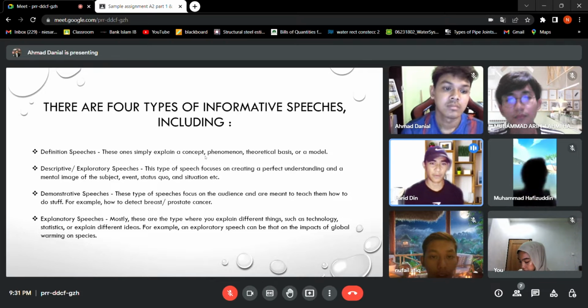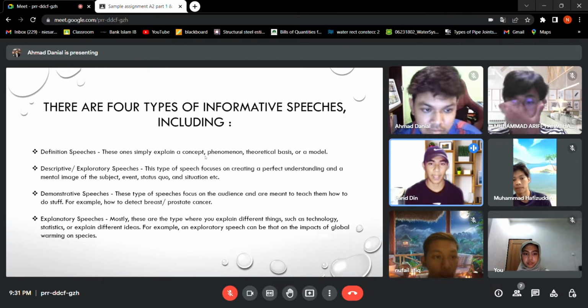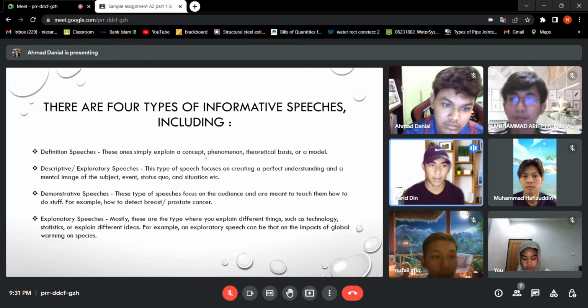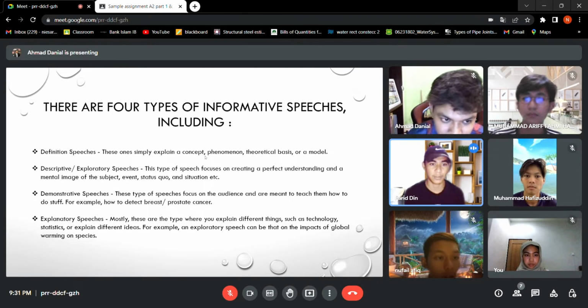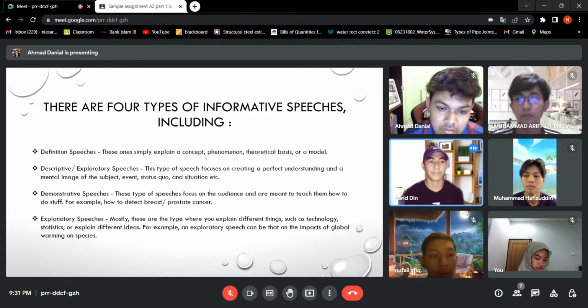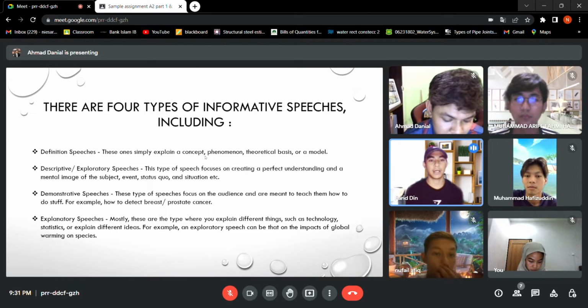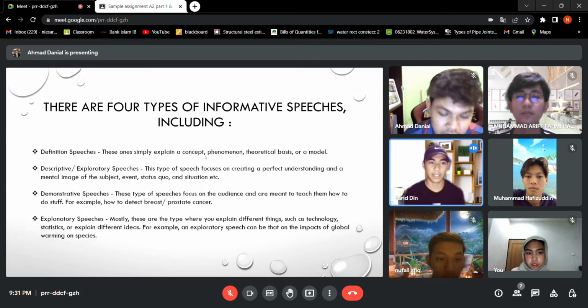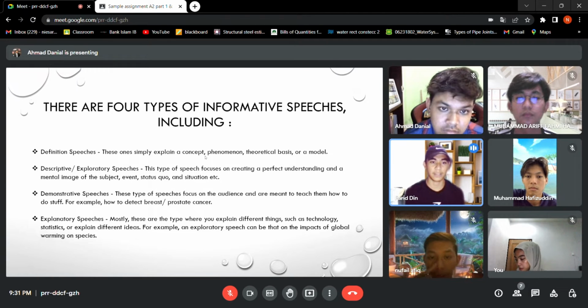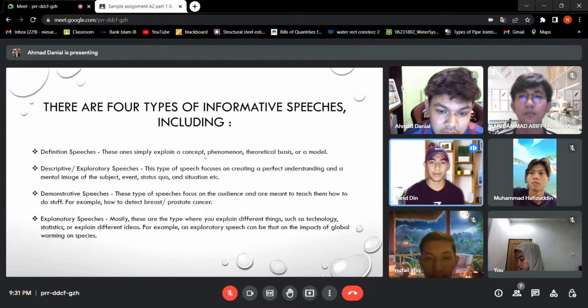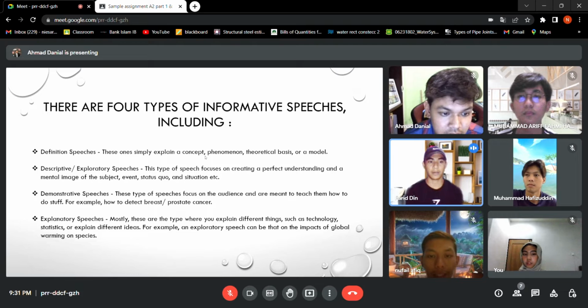The third one is demonstrative speeches. This type of speech focuses on the audience and is meant to teach them how to do stuff. For example, how to detect breast or prostate cancer. Last one is explanatory speeches. Mostly these are the type where you explain different things such as technology, statistics, or different ideas. For example, an explanatory speech can be on the impacts of global warming on species.